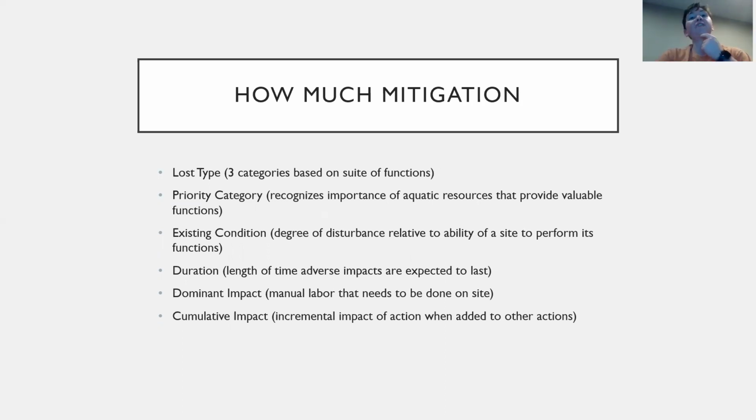When determining how much mitigation needs to be done, you look at the loss type, which is 3 categories based on suite of functions. Priority category, which recognizes the importance of aquatic resources that provide valuable functions. Existing condition, which is the degree of disturbance relative to ability of a site to perform its functions, duration, which is length of time adverse impacts are expected to last, dominant impact, which is manual labor that needs to be done on the site, and cumulative impact, which is incremental impact of action when added to other actions.